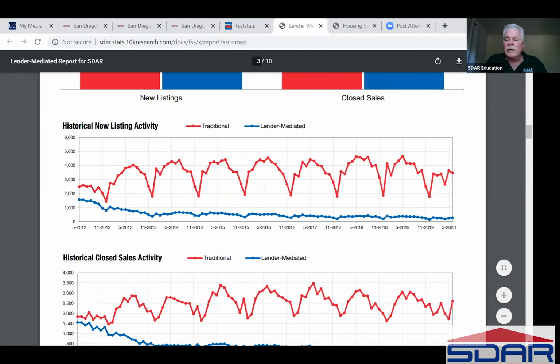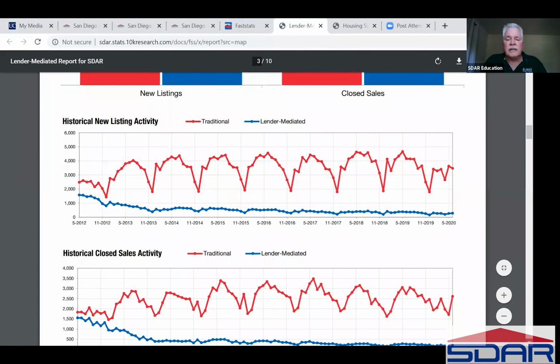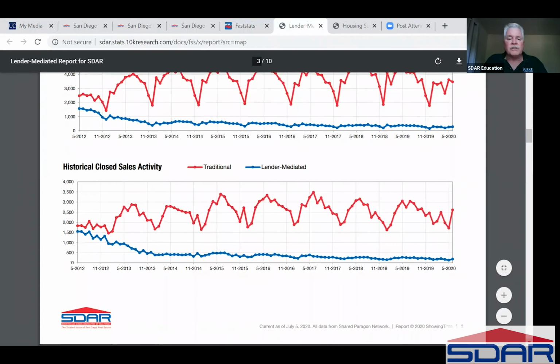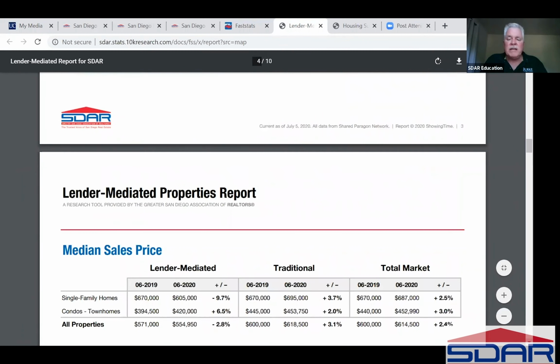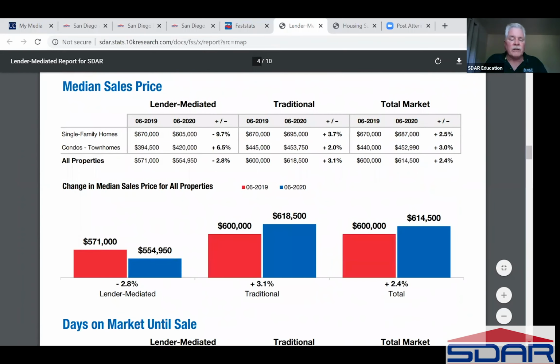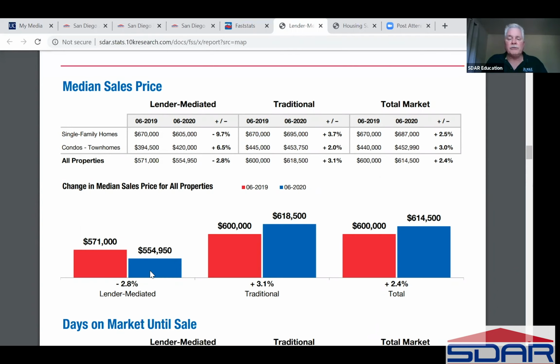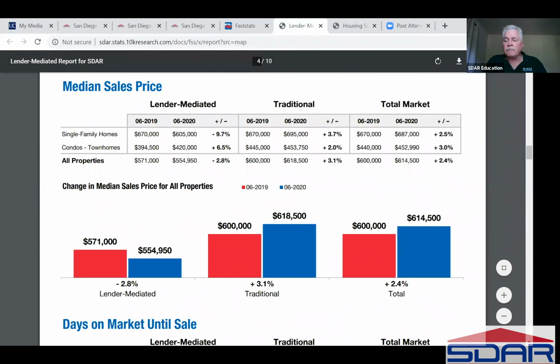So my historical closed activity, again, the bouncing ball versus the lenders, down to almost nothing. Median sales price of the lender mediated properties here versus the traditional properties. The lender mediated properties' median sales price is down 2.8%. And again, the fact that they haven't been able to foreclose is affecting those numbers. And then finally, my traditional sales are about 3.1%.